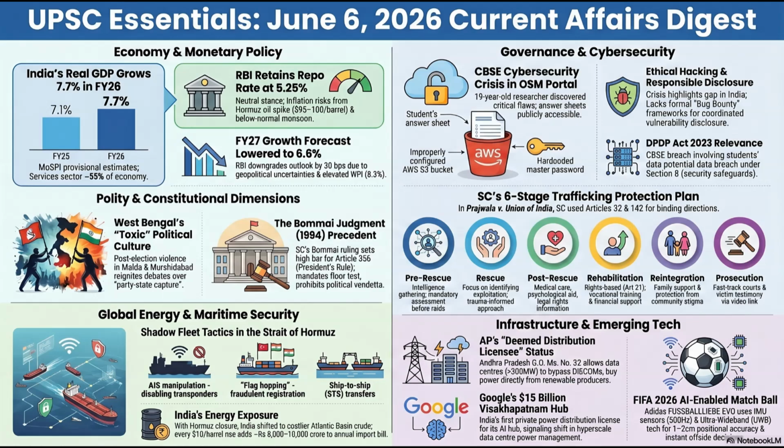The state government has set an incredibly aggressive target. They want to establish 6,000 megawatts of data center capacity by 2030, aiming to position Andhra Pradesh as the undisputed AI capital of the Global South.